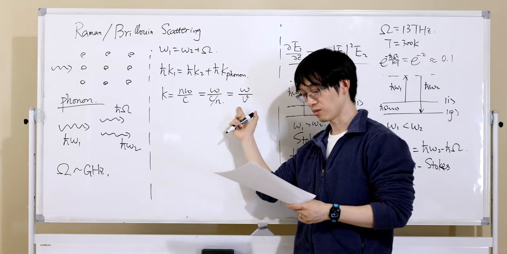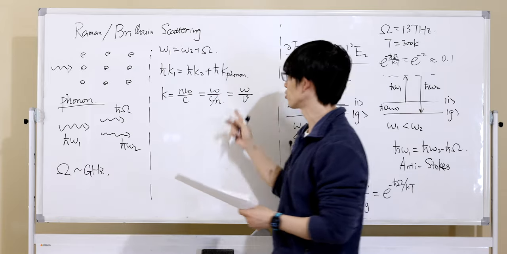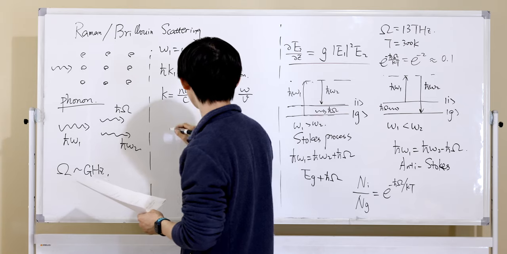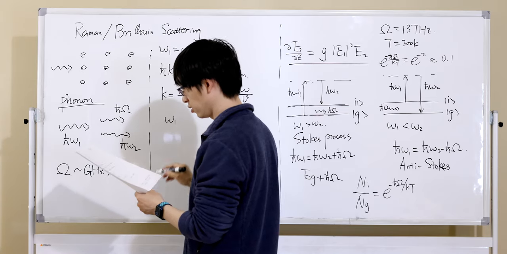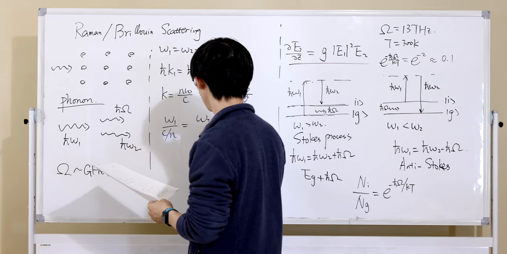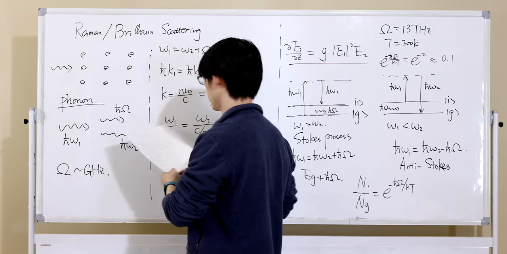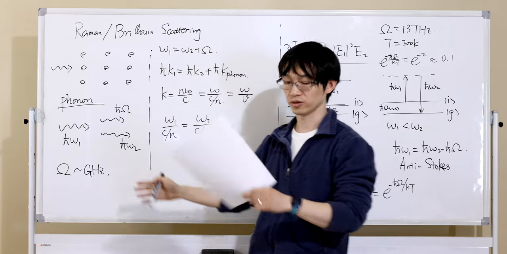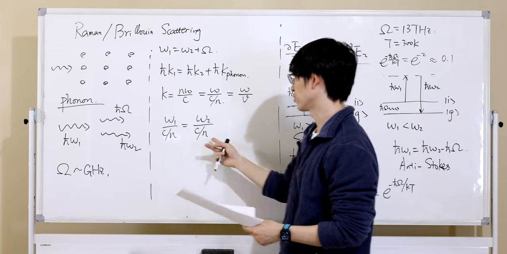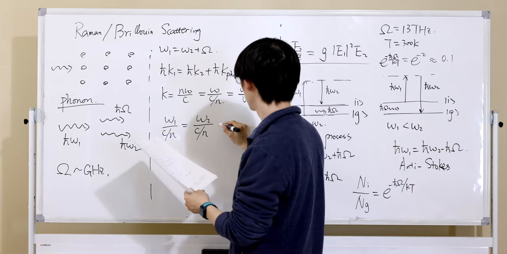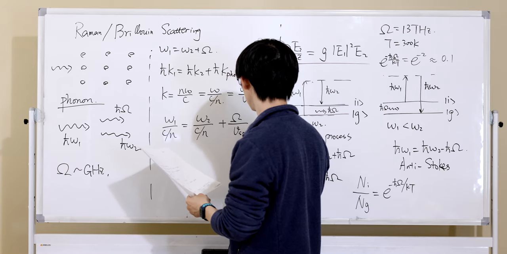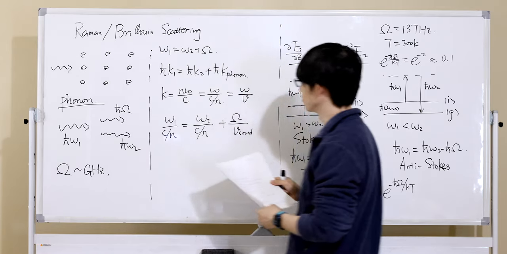And so now here's the problem. If you try to plug this back into this equation, you will get, canceling all the H bar, omega 1 C divided by N equal to omega 2 C divided by N, because omega 1 and omega 2 are only separated by a few gigahertz, so you can assume that the speed of light is almost the same, the refraction index is the same, plus omega divided by the speed of sound, the phonon speed of sound.